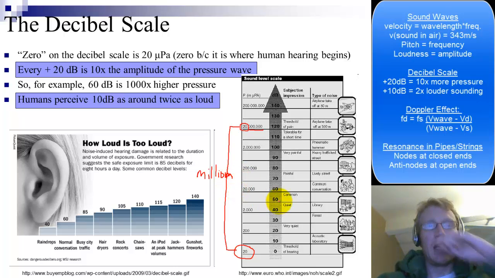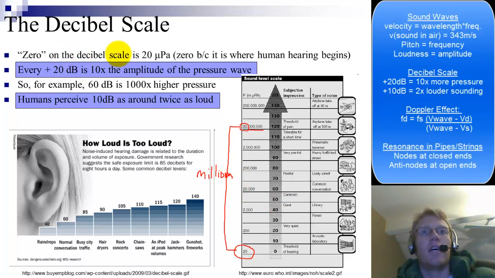So in order to use a log scale, what you do is you set it up so that every time you add 20 on the logarithmic scale, it's multiplying by 10 on the actual amplitude. So if you go up from 0 decibels to 20 decibels, plus 20, then the amplitude went up times 10. So here you go times 10, here you go plus 20.